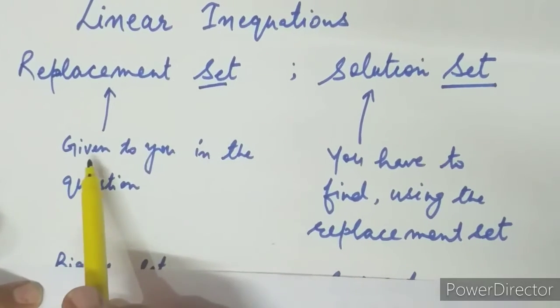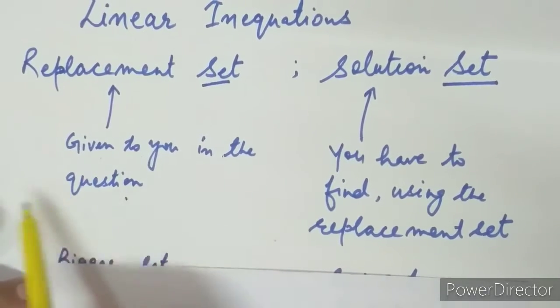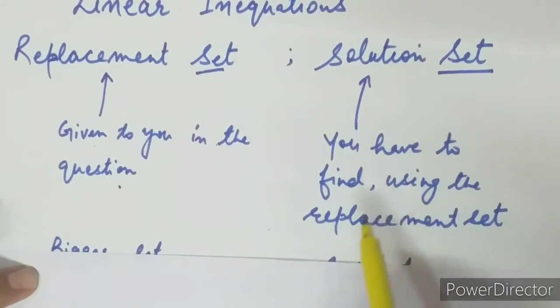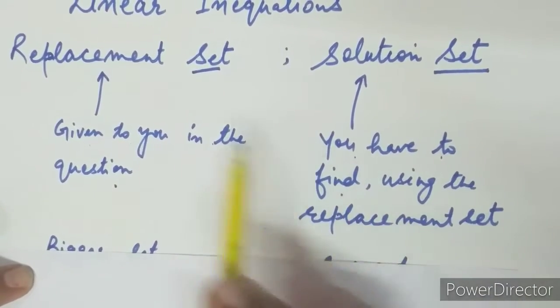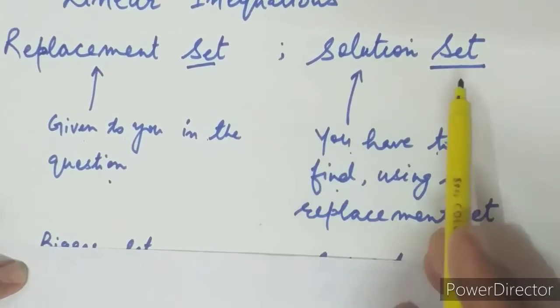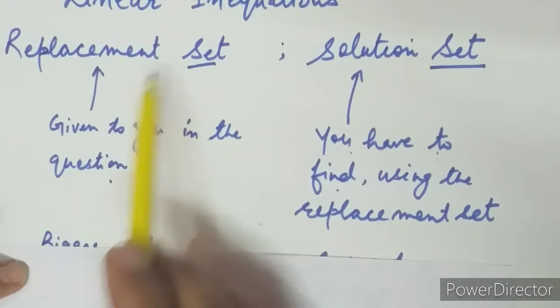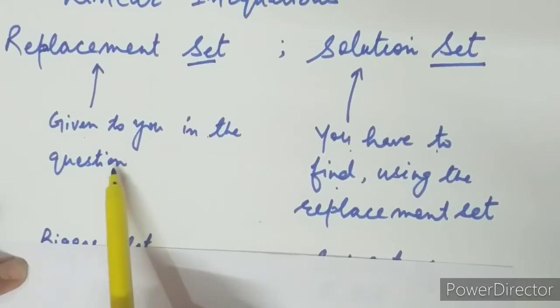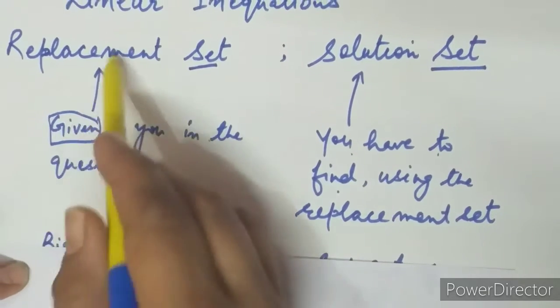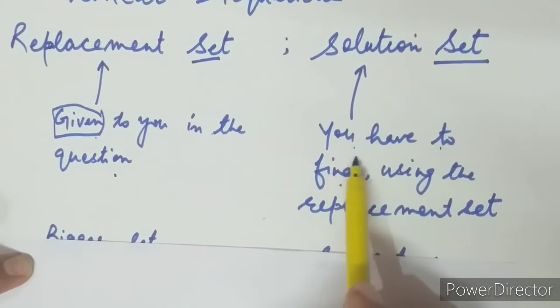Replacement set will always be given to you in the question. It will be provided with the question, and the solution set we have to find using the replacement set. Solution set is to be found in the answer and replacement set is always given in the question. So this is the most important point: this will be given in the question and this we have to find in the answer.